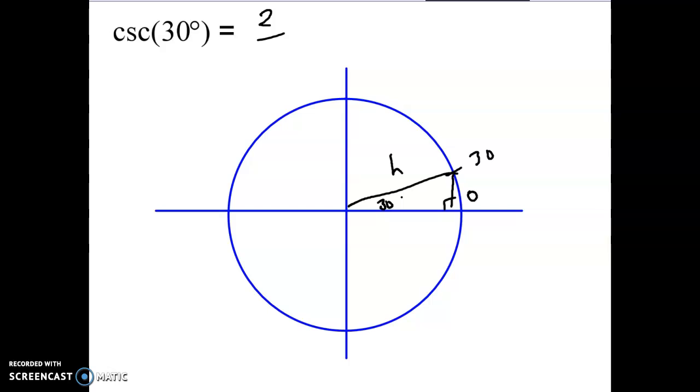And the side opposite 30 is 1. 2 over 1 is 2. And you remember in my first quadrant, I have A for all, and all of them are positive. So therefore, my answer to cosecant of 30 is positive 2.